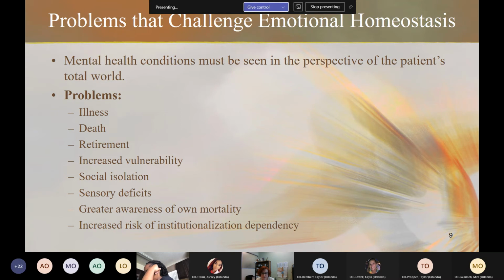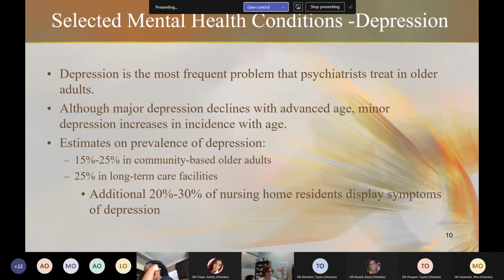And sometimes patients or older people do have difficulty accepting the fact that they're going to die. However, it's kind of forefront in the mind that life is ending or will be ending. You don't see that as much in younger people because they have all those years ahead of them. So let's talk about depression as one of our mental health conditions. It is the most frequent problem that psychiatrists treat in older adults.